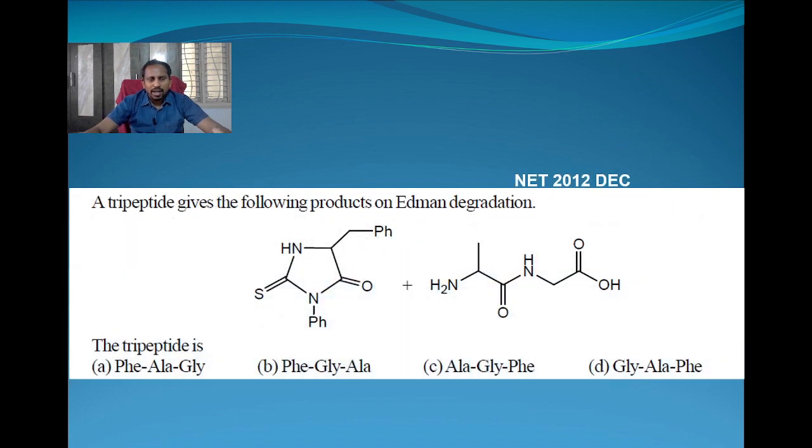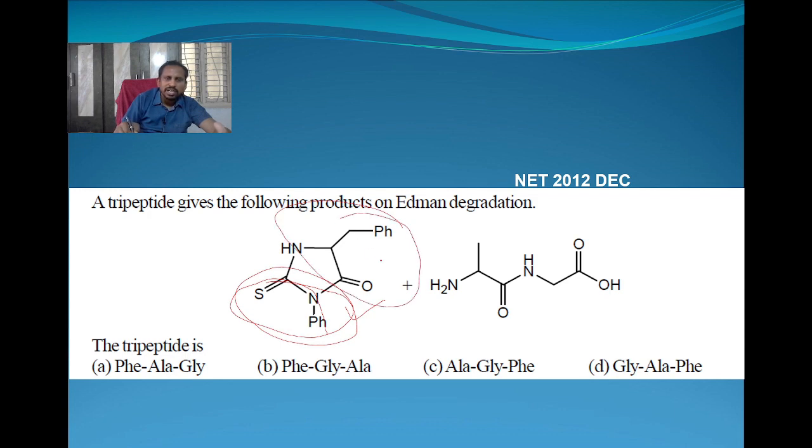This is another question from Edman degradation, N group analysis. A tripeptide gives the following products in Edman degradation. This is the cyclic product from Edman degradation. This part comes from phenyl isothiocyanate, and this comes from the corresponding amino acid present at the N terminal. So this is nothing but phenylalanine. So phenylalanine here and here. This one is not the answer.